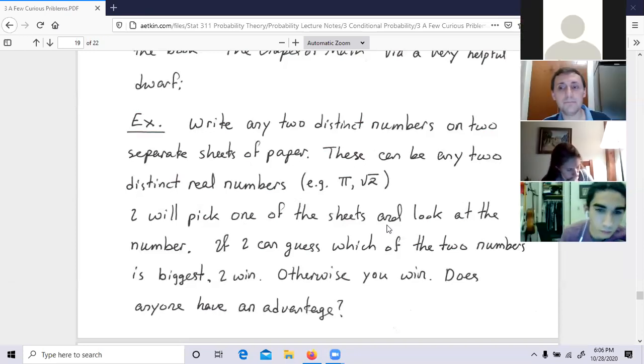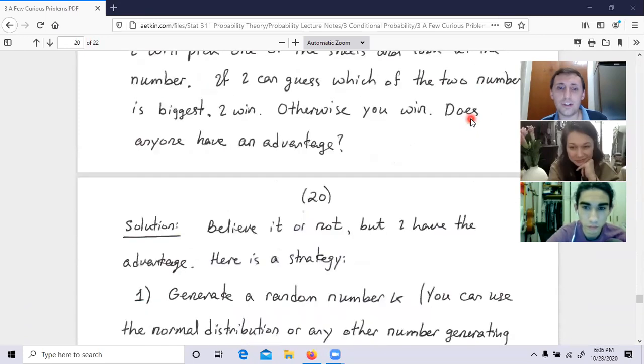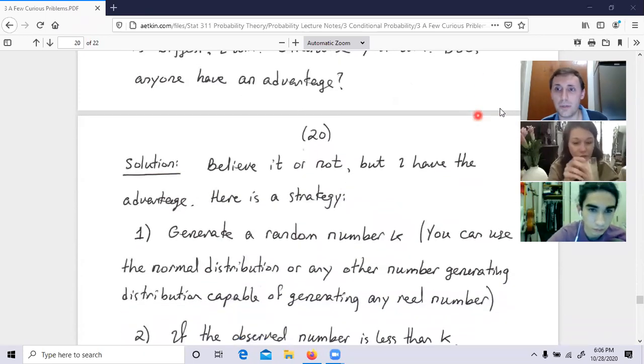Are you ready? Or it's something that you can try to think about, but I don't think you will come up with the answer to it. The answer is that I have the advantage. Here is how I'm going to do it. I would not have thought of it either, I think. Pretty weird. So here is what my strategy will be.